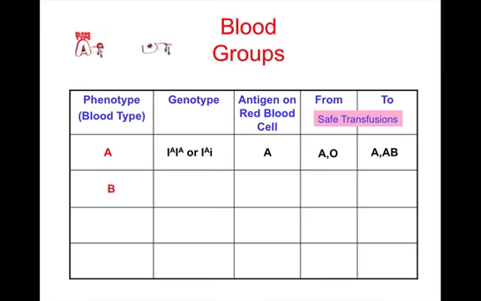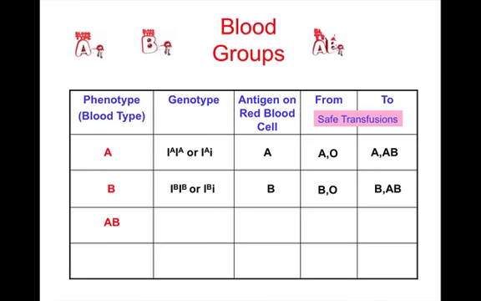The second blood type is type B. The genotype is similar to type A in the fact that you have homozygous for the blood type B or heterozygous for blood type B. The antigen on the red blood cell is going to be B, and as far as transfusions go, if you have B type blood, you can receive blood from a person who has type B or type O blood, and you can give to a person who has type B or type AB blood.